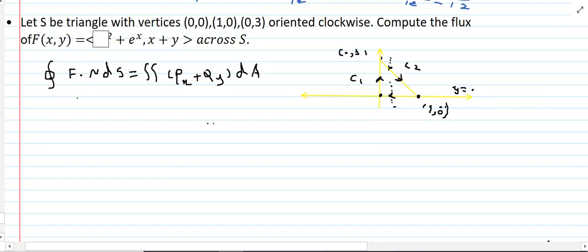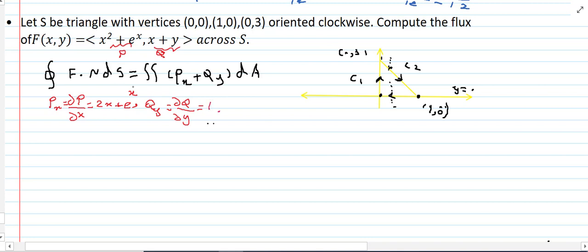First, we get the partial derivative of P with respect to x, where this is P and this one is Q. The derivative with respect to x is 2x plus exponential of x, and the partial derivative of Q with respect to y is 0 plus 1, which is 1. Now we want to evaluate this integral.